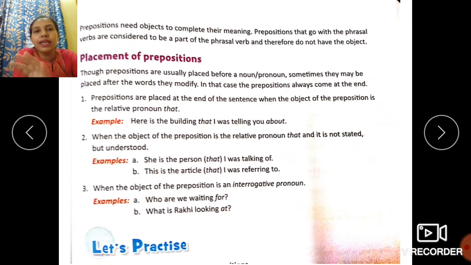What is Rakhi looking at? What? Definitely Rakhi is looking at something. This something is here not clearly given as an answer. It is being asked by the question word WH, that is the "what" question. So here, what is Rakhi looking at? Rakhi is looking at something. The question word "what" is used here to ask about that something. Therefore "at" is again used here for the object "what", which is an interrogative pronoun. I hope it is clear to you, children.